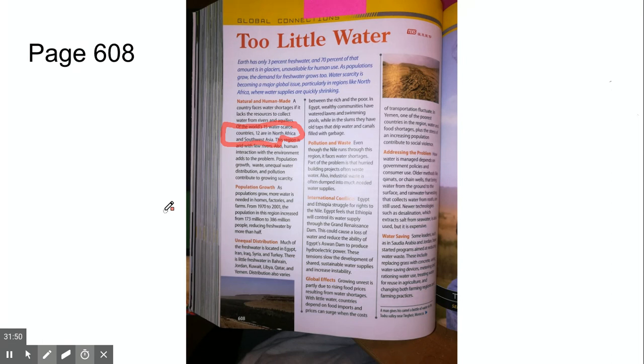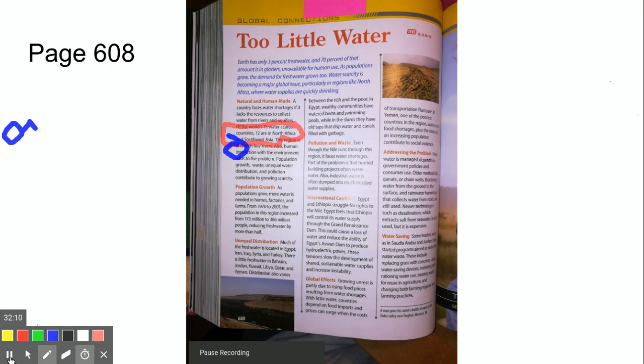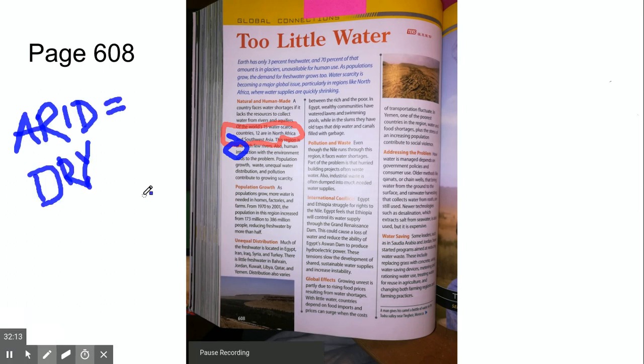Okay, it says this region is arid. Okay, arid means, right here, arid means, my pen's not working. I'll just come over here and write it. Okay. Arid equals dry. So when you see this word right here, arid, this region is arid. Arid is just a fancy word for dry. So this region is arid with few rivers.